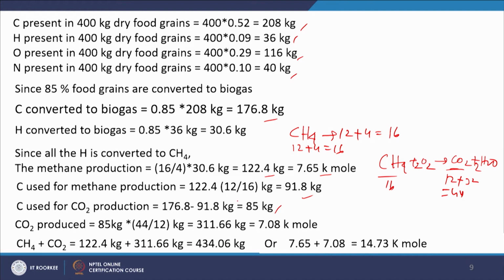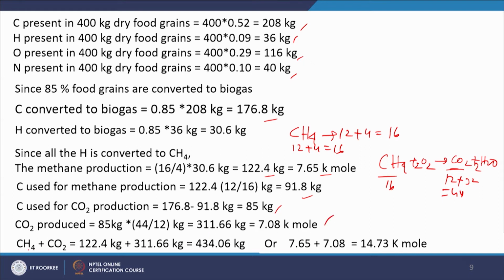So, that is why we are getting CO2 produced equal to 44 by 12 gram carbon. So, 12 gram carbon will give us 44 gram of CO2. So, that is 44 by 12 into 85 kg of this carbon used for the carbon dioxide production. So, that way 311.66 kg CO2 will be produced, and then we will divide 311.66 by 44 and we will get 7.08 kilomole.